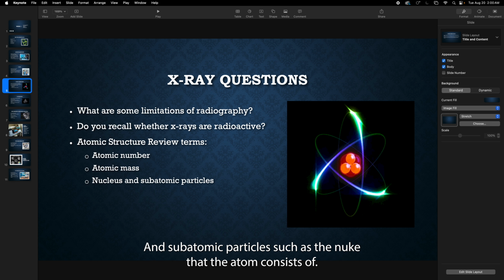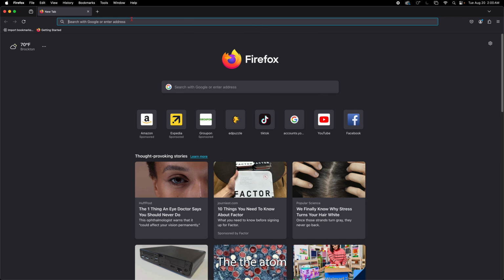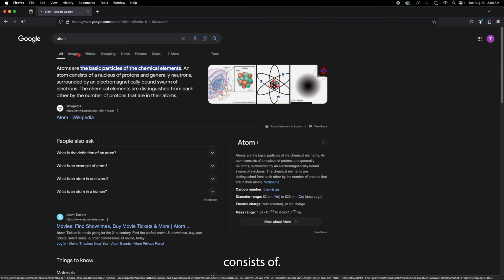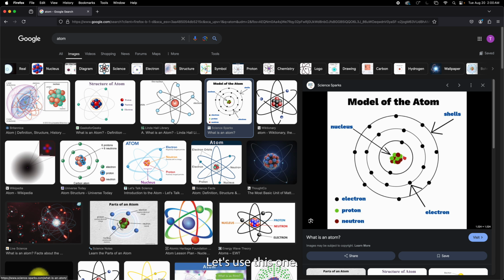So the atom consists of, beautiful, let's use this one. The nucleus, which has protons and neutrons and orbiting electrons. So when we say subatomic particles, for our purposes, we are concerned with these three. The electron, which is negative, this is a review from physics.